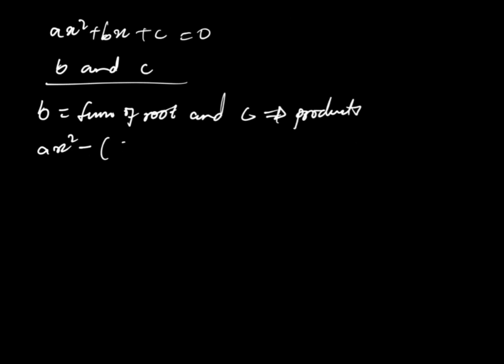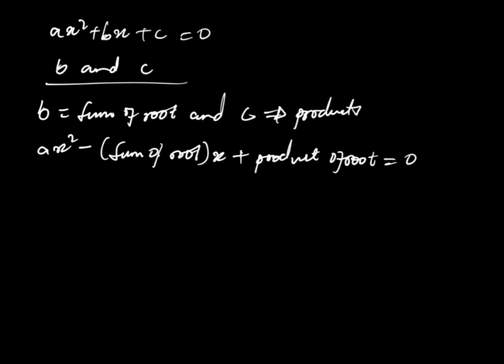So in the bracket, sum of roots, and we put an x outside, then plus the product of roots, and therefore this is equal to 0. So when you're working this out, for example, if you've been given certain roots and you're told to find the quadratic equation with such roots, these are the steps that we take.